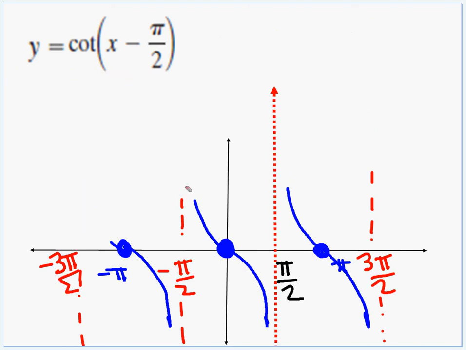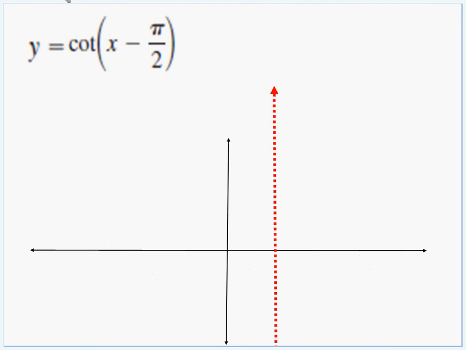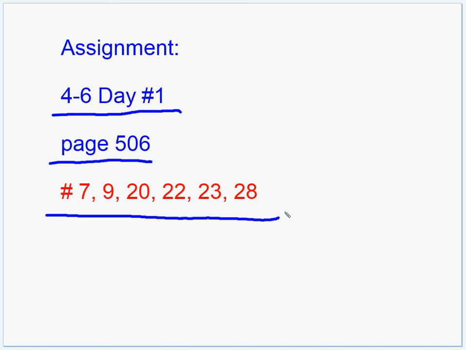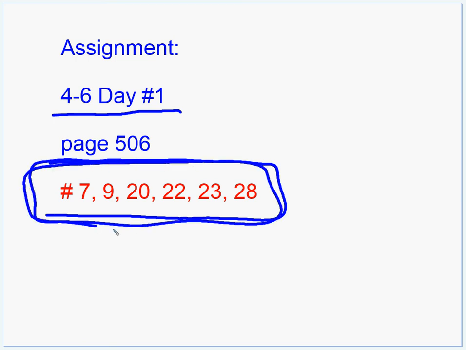Okay, is that the last practice problem? Yeah, once again, the assignment here, it's not very good on WebAssign. So page 506 in the book, 4-6 day 1, these problems. Make sure you read the directions. If they say graph 2 or 3 cycles, make sure you're graphing the given number of cycles. And I'll see you in the next video where we will unpack the mystery of the secant and the cosecant graphs.